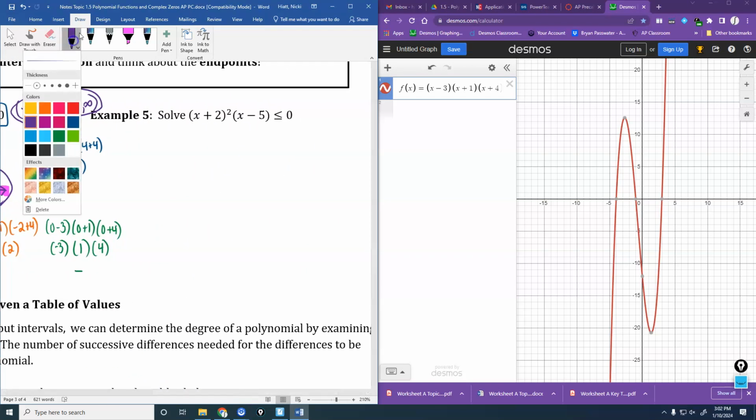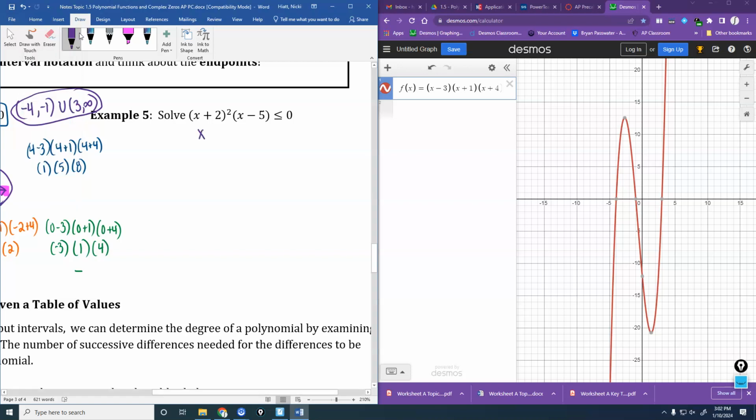I'm going to do something very similar to what I did on the last problem. I'm going to find the zeros. So this is going to be x equals -2 right here, and this is going to be x equals 5. I'm going to give myself a little space on this one, and I'm going to put those two on a number line. So I've got -2, 5. Make sure they're in order from least to greatest.